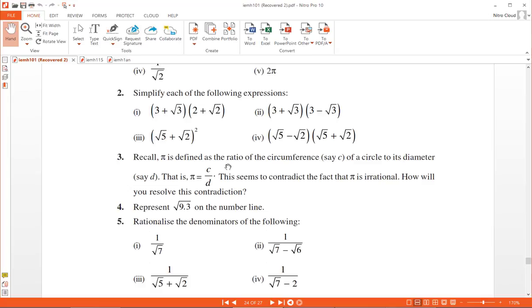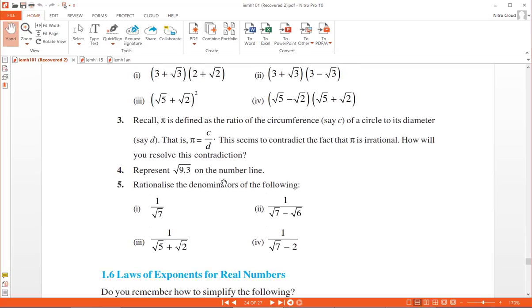Recall pi is the ratio of circumference of the circle to its diameter. So this was how pi was derived. This seems to be a contradiction to the fact that this. How will you resolve this contradiction? Actually, there is no contradiction here. Whenever you're measuring with a scale, there is some approximation because the least count of the measurement tool is always coming into the picture. So you really can't get an accurate measurement. So that is why there is no contradiction here.